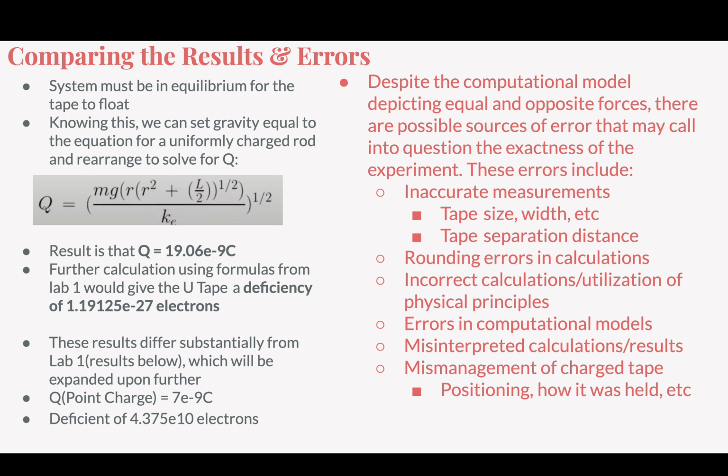Despite the computational model depicting equal and opposite forces, there are possible sources of error that may call into question the exactness of this experiment. These errors could include inaccurate measurements in tape size, width, and so on, and tape separation distance. There could have been rounding errors in calculations, incorrect calculations, incorrect utilization of physical principles, error in computational models, misinterpreted calculations and results, and mismanagement of charged tape.